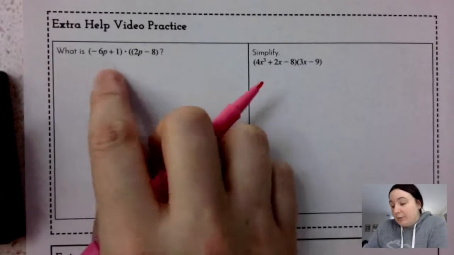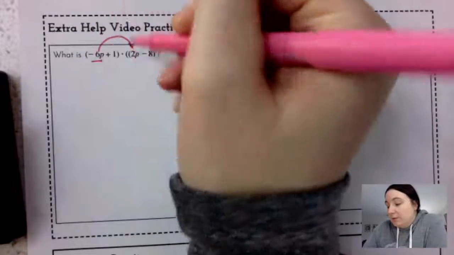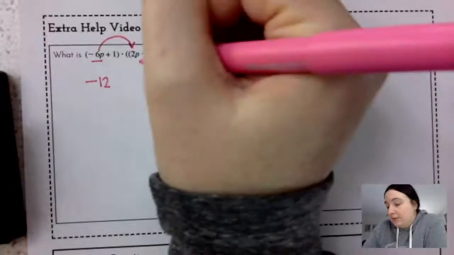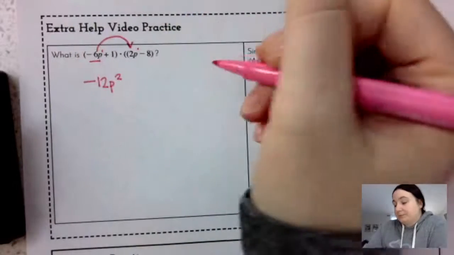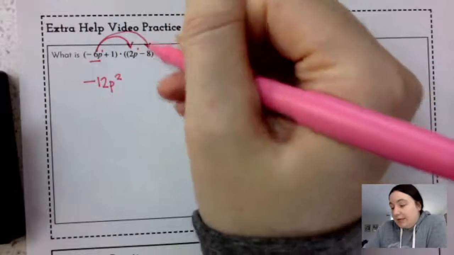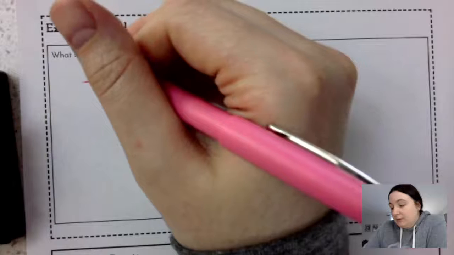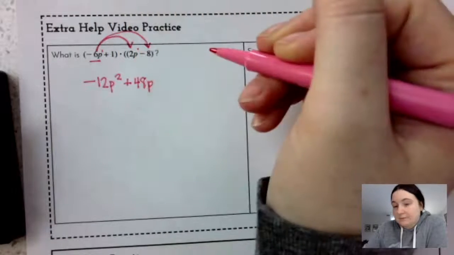With that method, we're going to distribute the first term to everything in the second, and then repeat that process for the second term. So I'm going to distribute negative 6p times 2p. For multiplying, you multiply the coefficients to get negative 12, and then you add the exponents to get p squared. Then I go back to my first term and I distribute again to anything that's left in the second polynomial. Negative 6 times negative 8 is positive 48p.